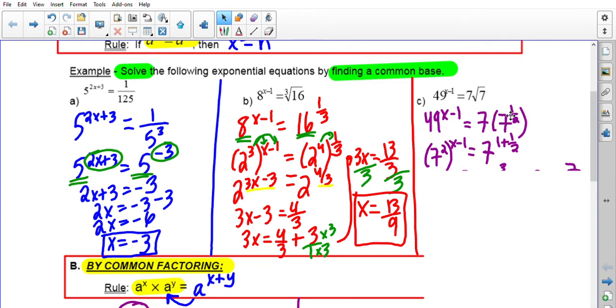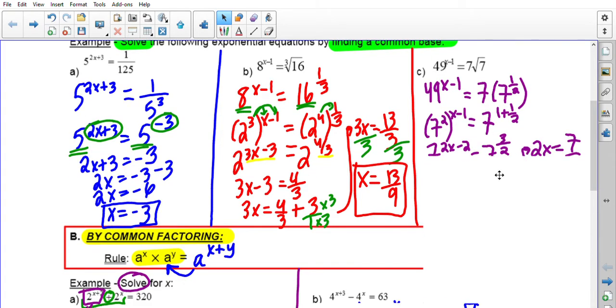And then here, remember the rule: when you multiply powers with the same base, you add their exponents. So that's why we're doing the 1 plus 1/2. So that's going to leave us with, remember, you're going to have to distribute, because power to a power means you multiply. So you get 7 to the 2x minus 2 equals 7 to the 3 over 2. Right? That's what 1 plus 1 over 2 is.